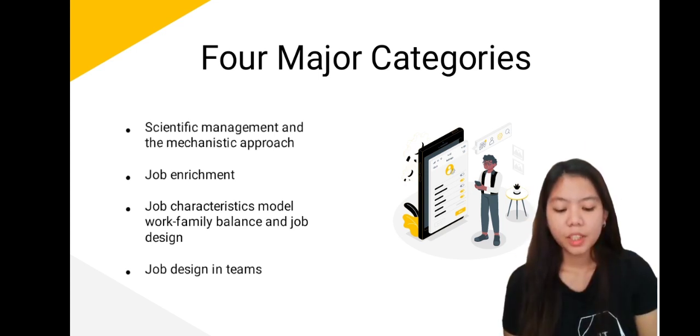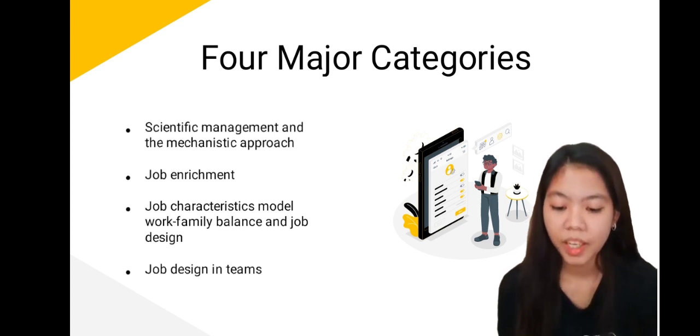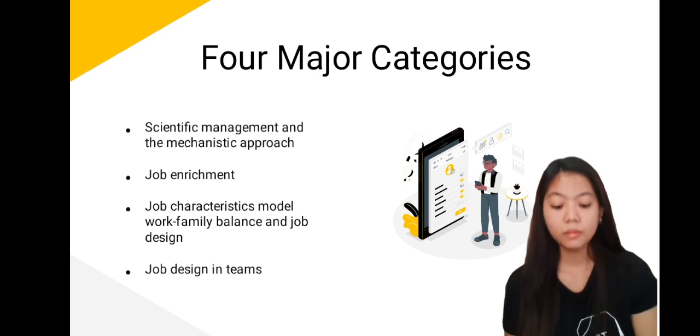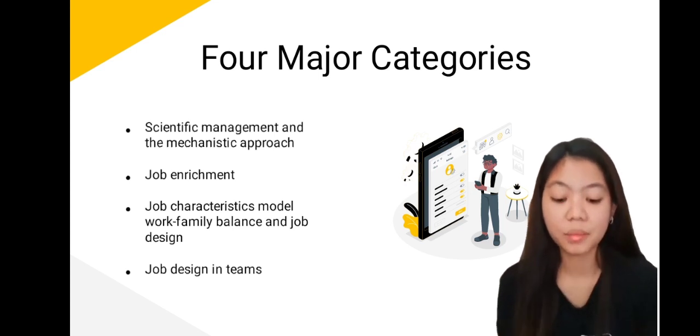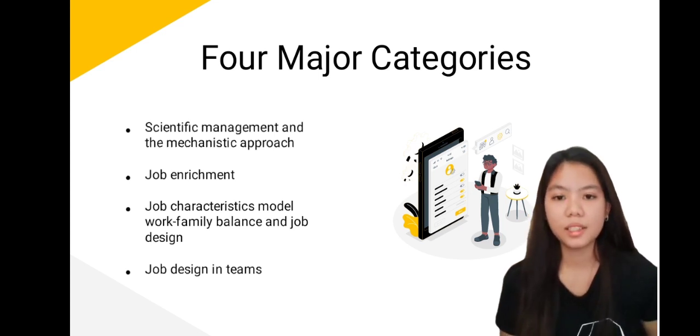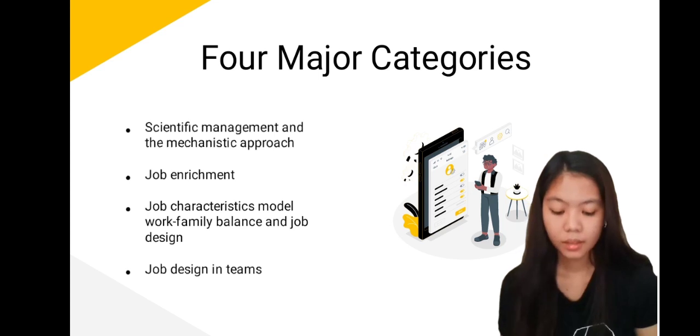Job characteristic model, a kind of approach to job enrichment. Under the job characteristic model, there are core job dimensions and critical psychological states. Core job dimensions. Number 1, skill variety. This job requires the skills and talents of an employee. Task identity. Completion of work.